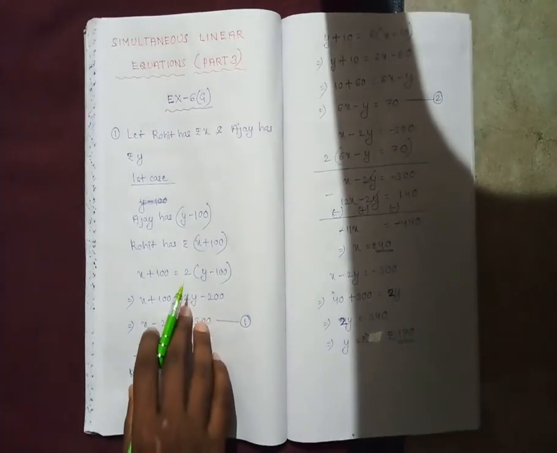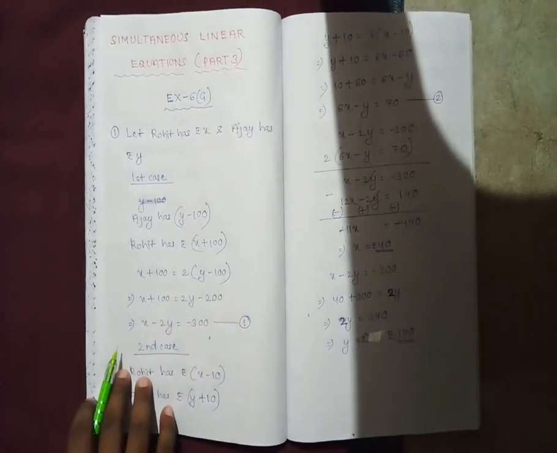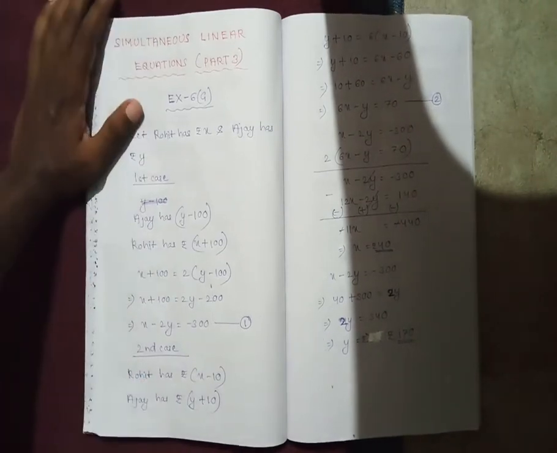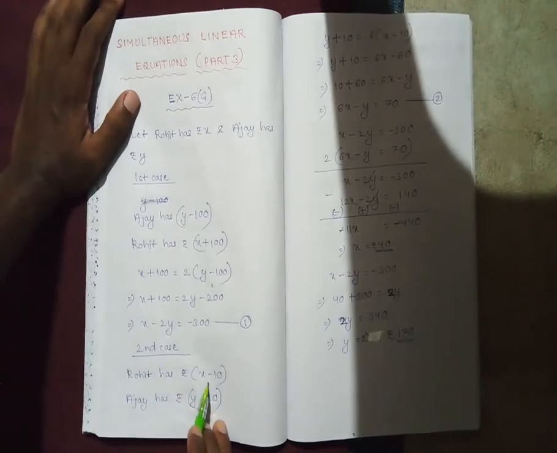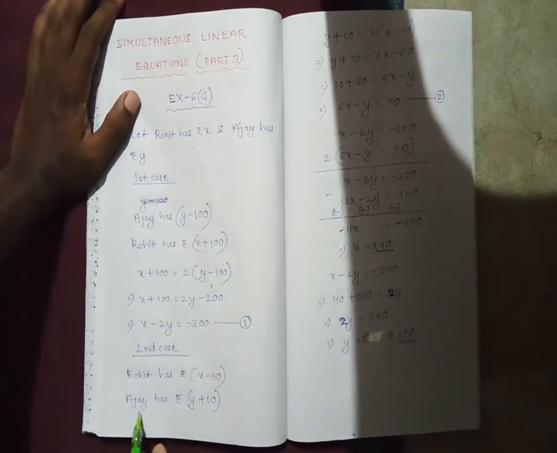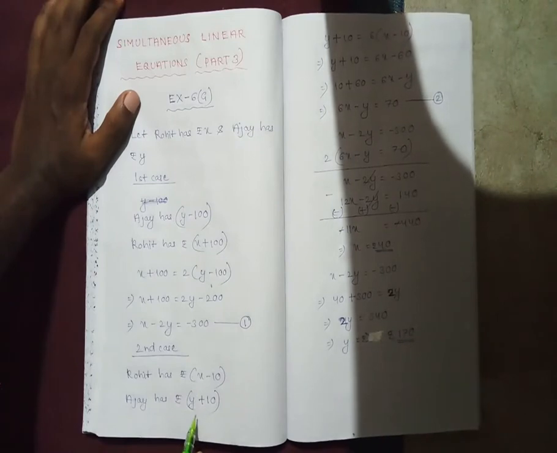Now Ajay replies, if Rohit gives him 10 rupees. If Rohit gives him 10 rupees, then how much will Rohit have? Obviously x minus 10. Initially he had x rupees, so if he gives 10 rupees, he will have x minus 10 rupees. How much will Ajay have? Obviously y plus 10, because he will have received 10 rupees from Rohit. According to the question, Ajay will have 6 times as much as Rohit has.